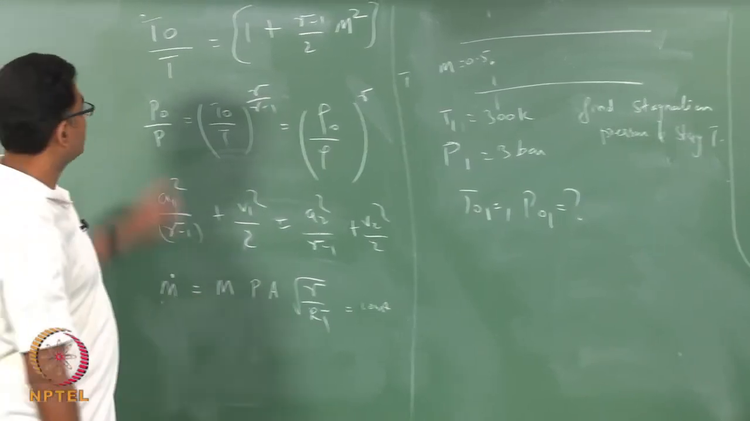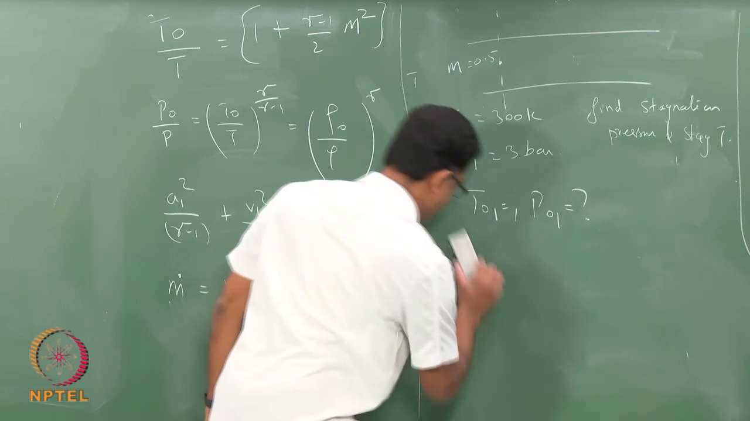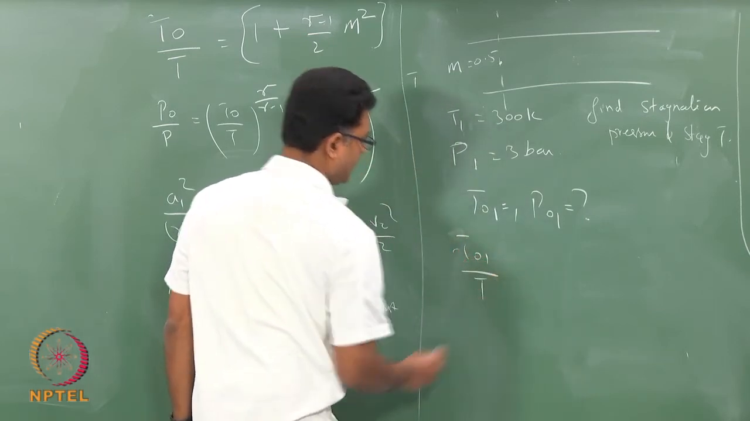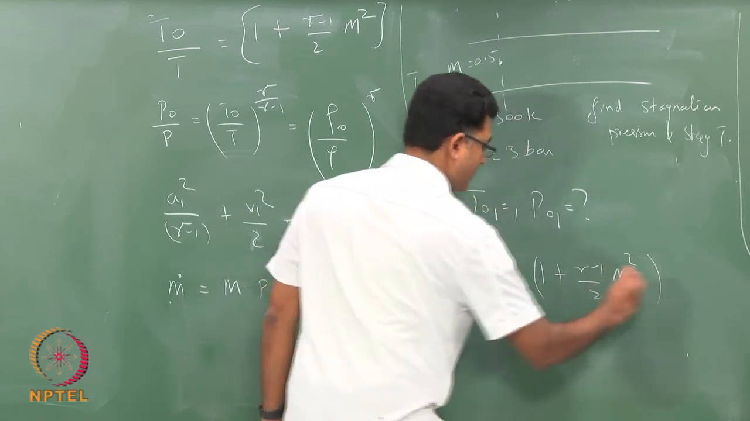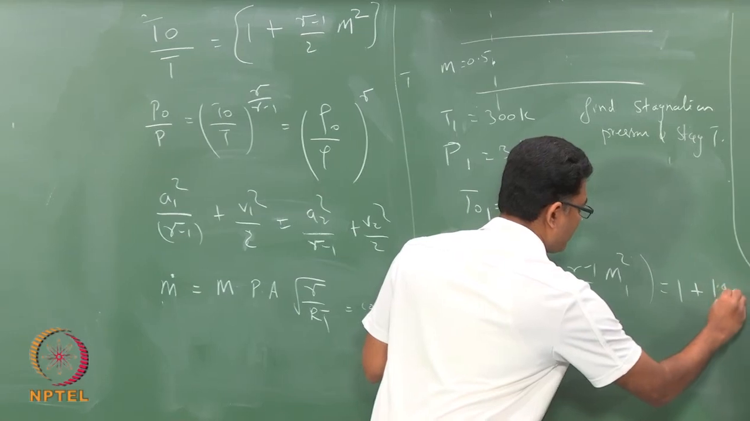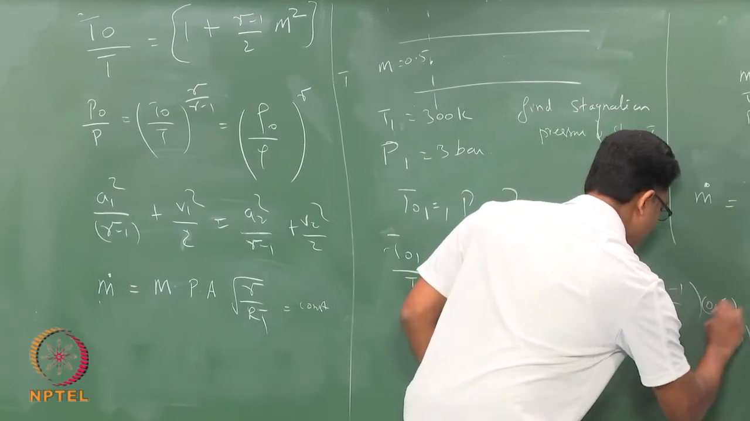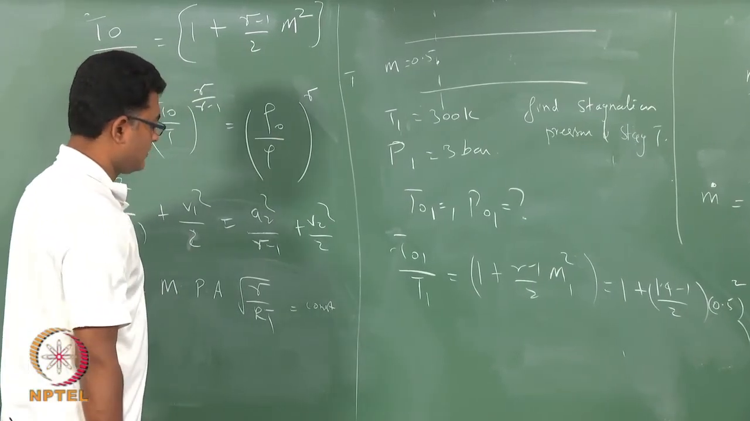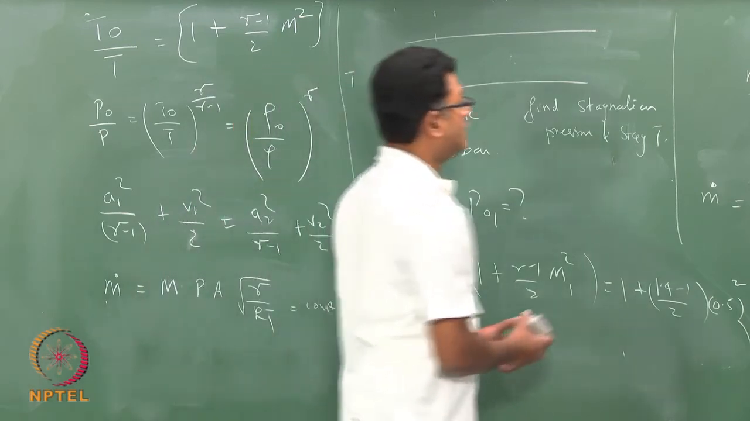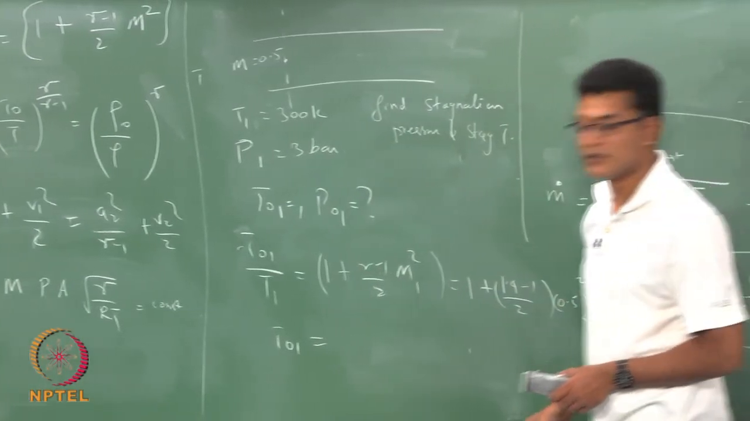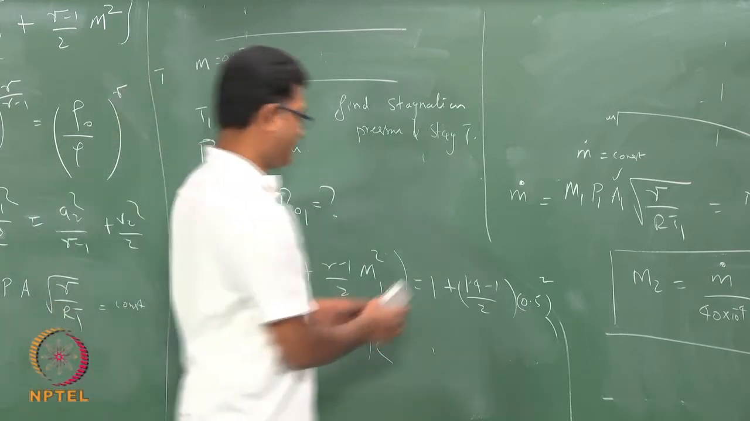So, it is again a mere substitution. We take this relation T01 by T1 equals 1 plus gamma minus 1 by 2 into M1 square, which is 1 plus 1.4 minus 1 by 2 into 0.5 square. So, that would be your T01, which is how much? 315 Kelvin.